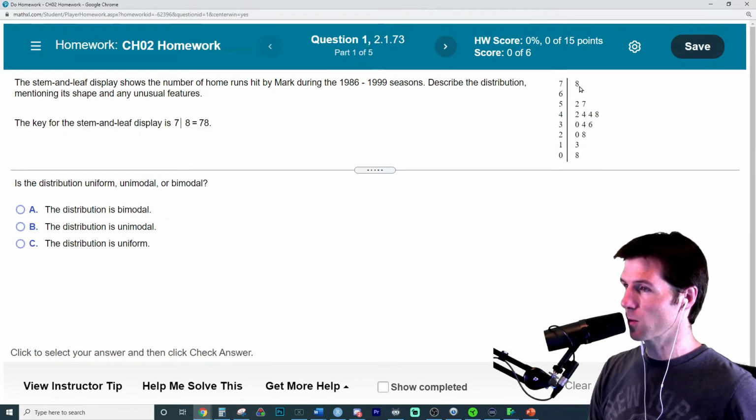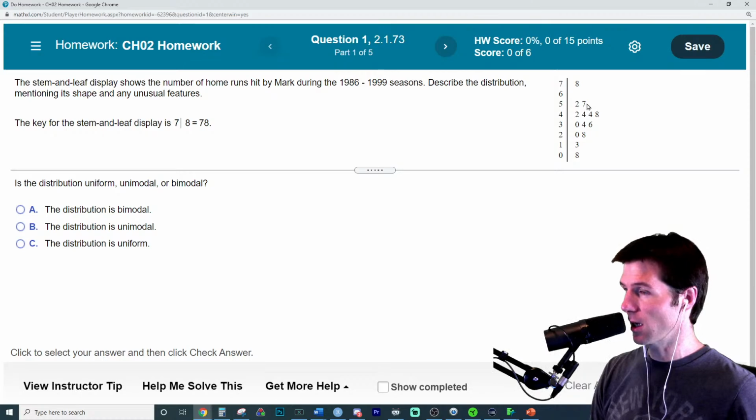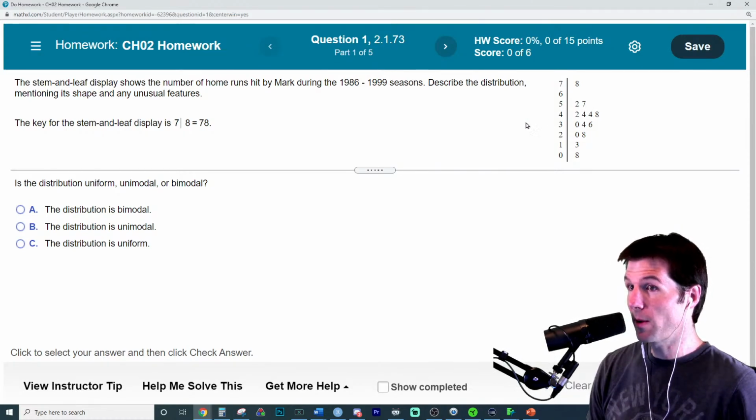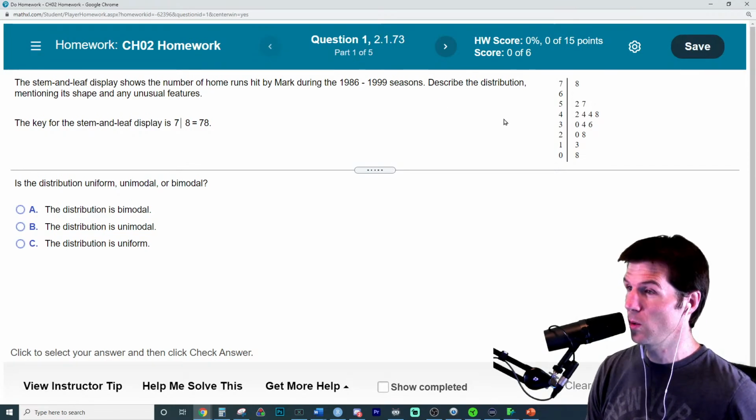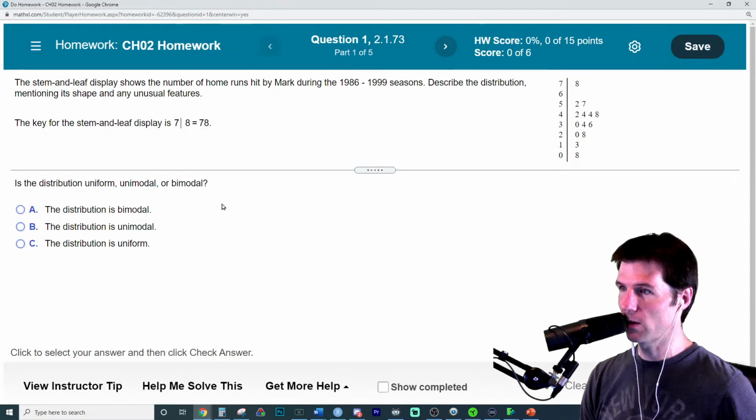So he had 78 home runs one season, 52 one season, 57 one season, 42 a season, 44 in a season. So maybe in 1992, he hit 20 home runs. Ooh, that's weak right there. Got to hit more than 20 home runs.